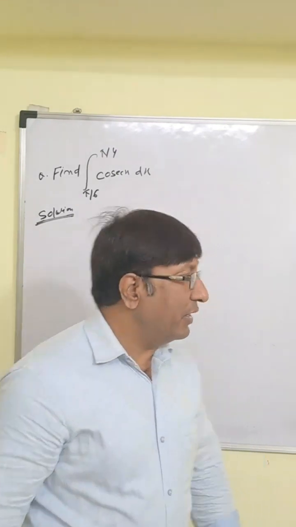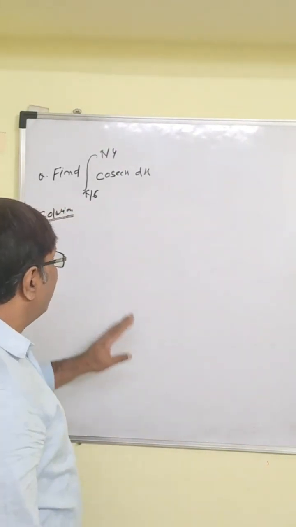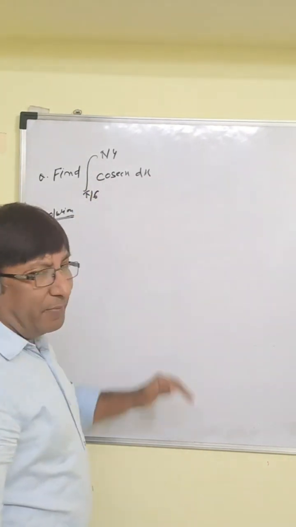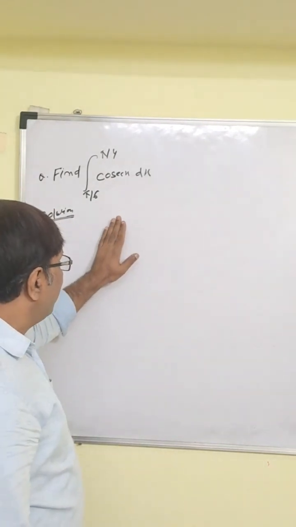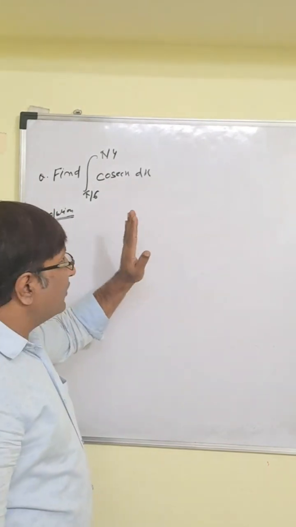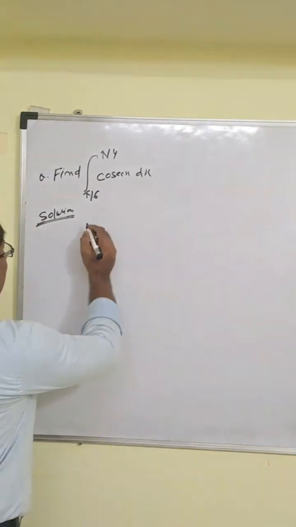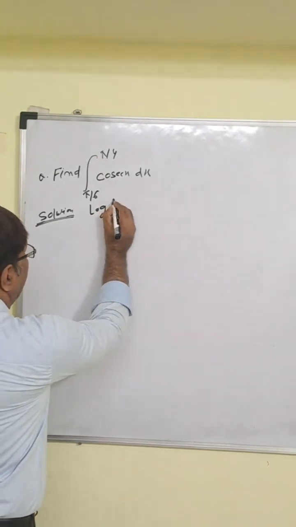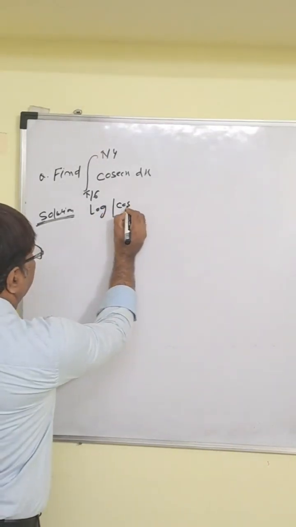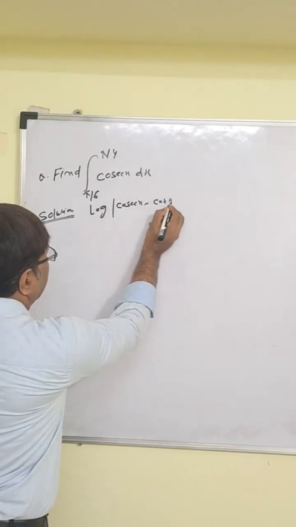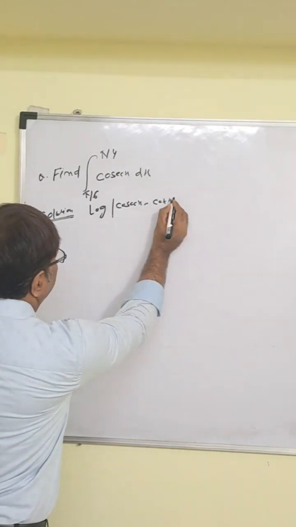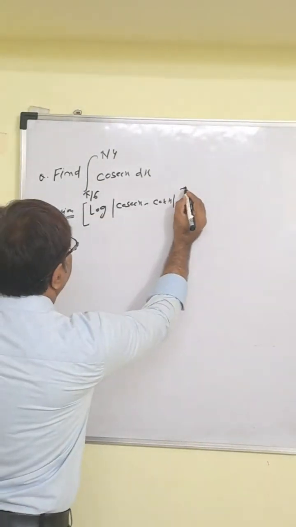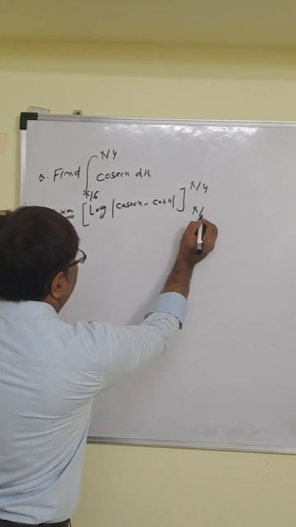Let us see the question. Here the question is find the integration of cosec x dx when the lower limit is pi by 6 and the upper limit is pi by 4. So for this type of question, first find the integration of the function, that is cosec x. So the integration of cosec is what? Log of cosec x minus cot x. So this is log of cosec x minus cot x, right? And the upper limit is given, that is pi by 4 and the lower limit is pi by 6.